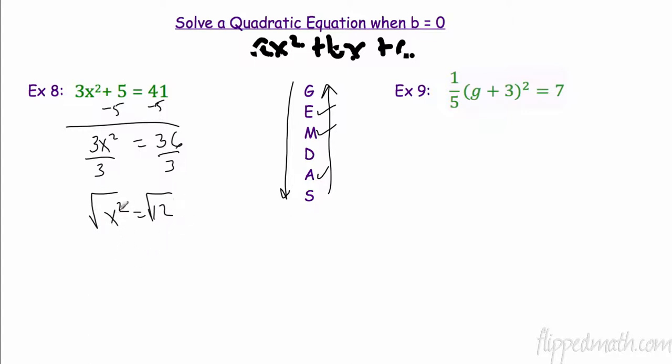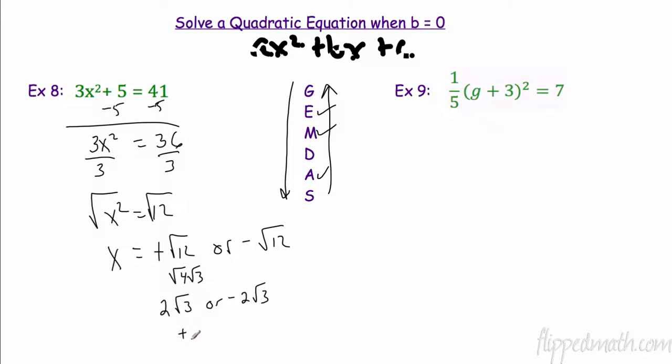Now in this case, I can have two answers for this. The first thing I'm going to put is plus radical 12 or minus radical 12. So let's simplify radical 12. That's radical 4 times radical 3. So I could have 2 radical 3 or negative 2 radical 3. And a lot of times you'll write it in shorthand, plus or minus 2 radical 3. That's just shorthand to let you know that you could have the positive or the negative of that.